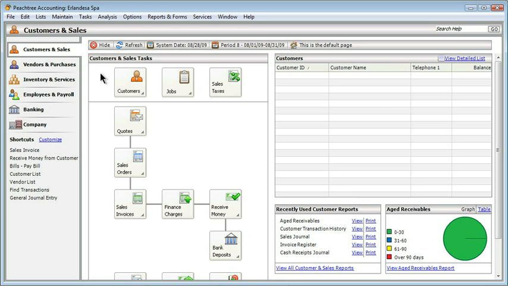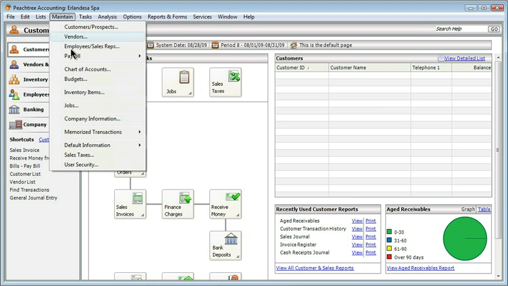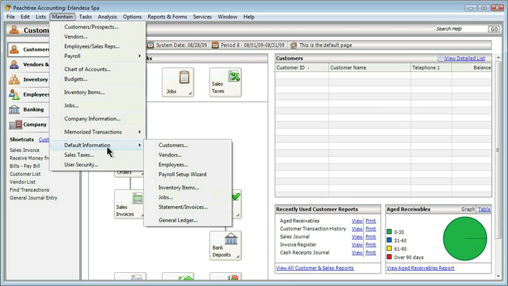We've already worked with our GL accounts in prior chapters, so let's go right into our default information. This actually is going to be from the Maintain menu, down to our default information, and then we have a couple different places we want to take a look at.